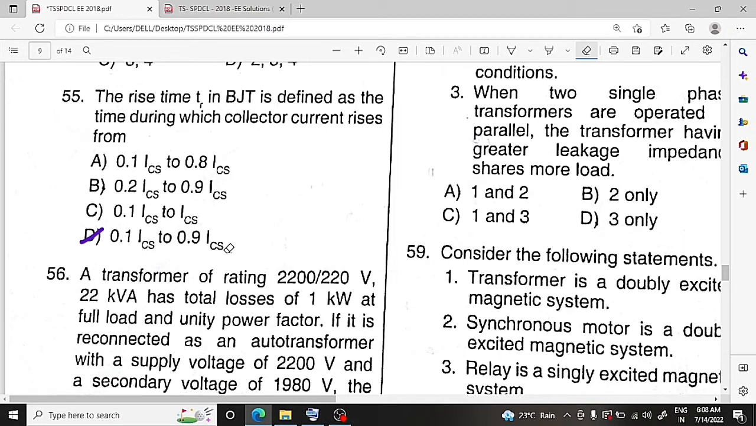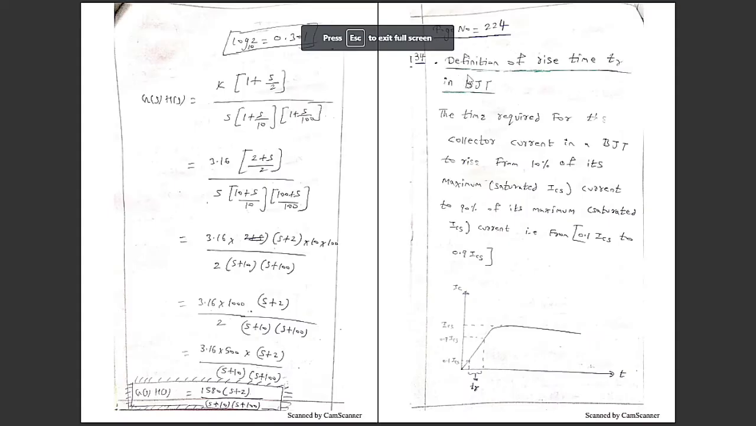Therefore the rise time in BJT is defined as the time during which the collector current rises from 0.1 ICS to 0.9 ICS, where ICS is called the peak value of the collector current or saturated collector current. So now we'll discuss something more about this one. You can see clearly the definition of rise time Tr in BJT. It is the time required for the collector current in a BJT to rise from 10% of its maximum saturated ICS current to 90% of its maximum saturated ICS current, that is from 0.1 ICS to 0.9 ICS.